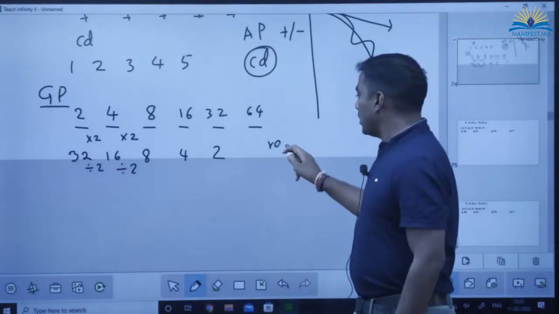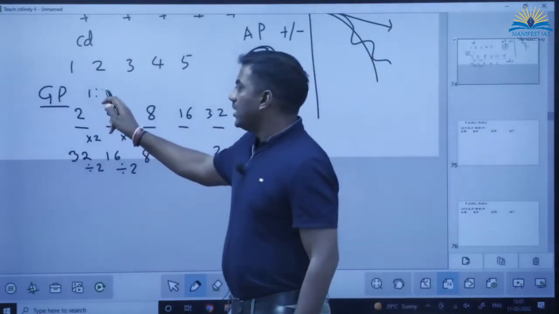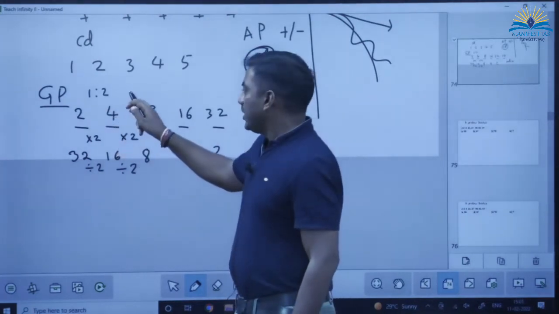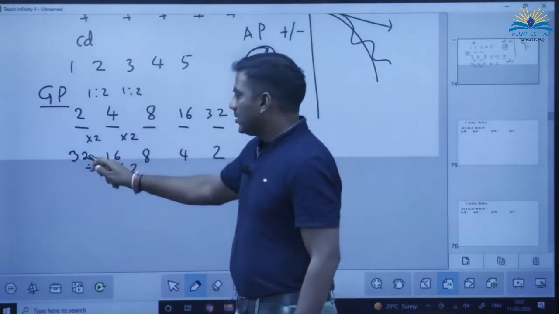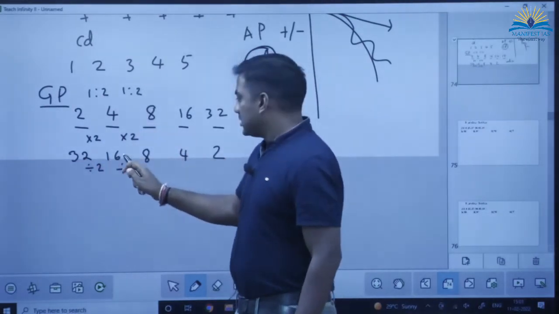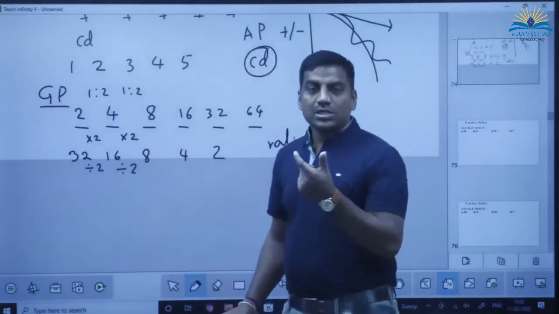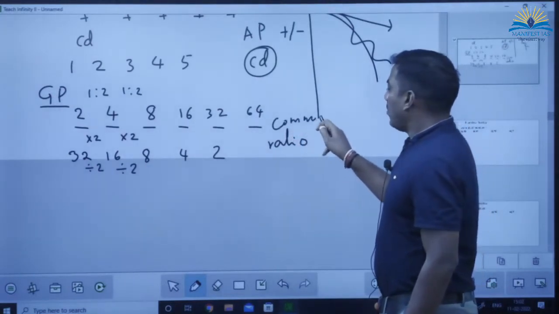Here we get a common ratio. For example, this is 1:2, right? 2:4 is nothing but 1:2. 4:8 is nothing but 1:2. You take the other way, 32, 16, 2:1; 16, 8, 2:1; 8, 4, 2:1. Yes. So there will be a common ratio.